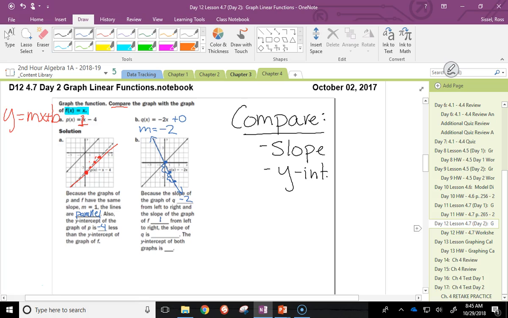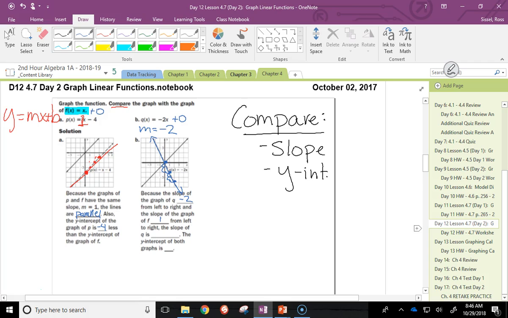But also, what's different in the y-intercepts? Are they the same or different? What's the y-intercept of f of x equals x? Y equals x plus 0, right? That one's 0 too. So they are the same.